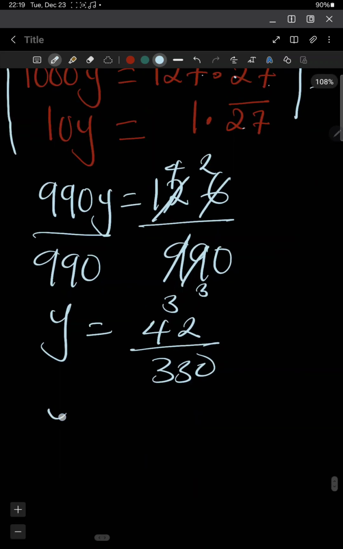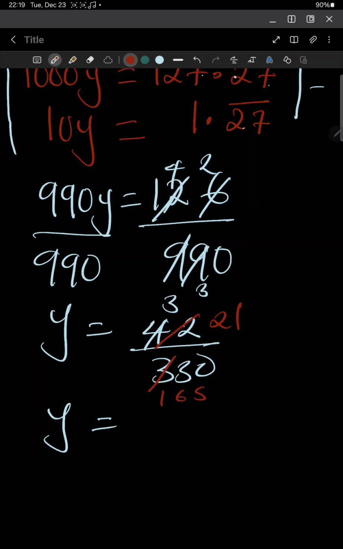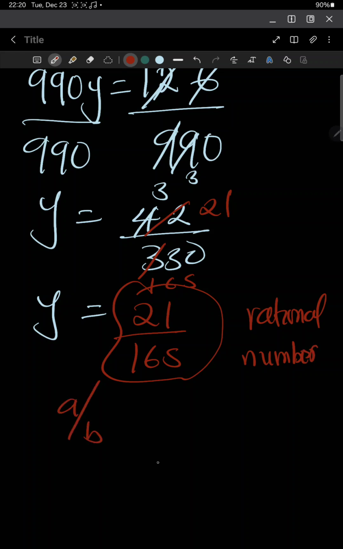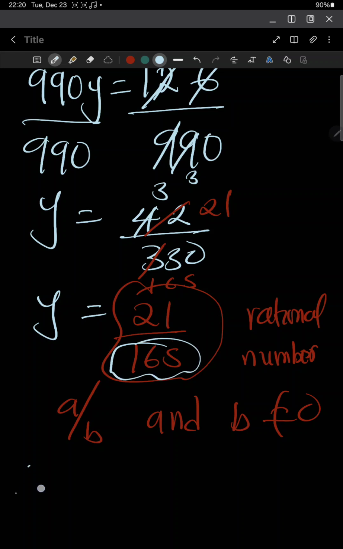I think we can also simplify further by letting 2 into 42 be 21, and 2 into 330 be 165. So our final answer is 21 over 165. If you have seen that, this is a rational number. The reason why we are saying it is a rational number is that it has been expressed in the form of a over b, and b is not equal to 0. If you have seen, our denominator here is not equal to 0. Therefore, you can say 21 over 165 is what? Rational.